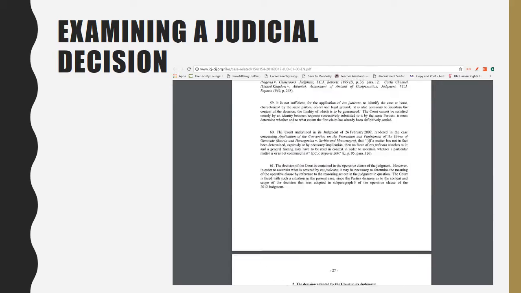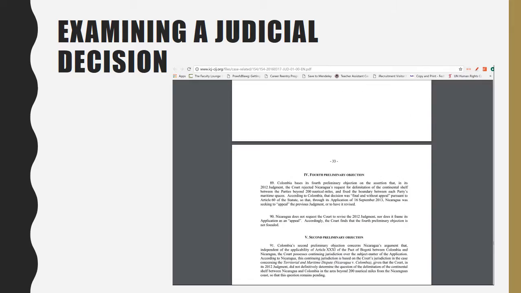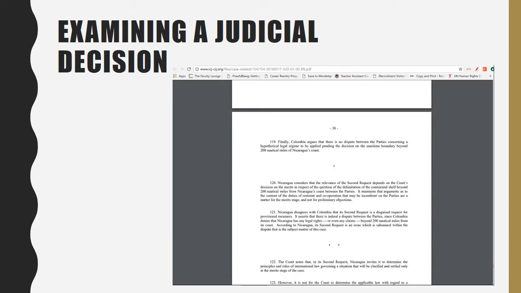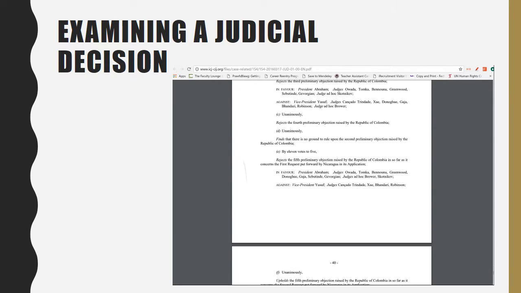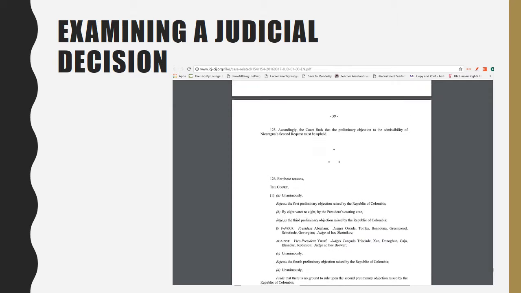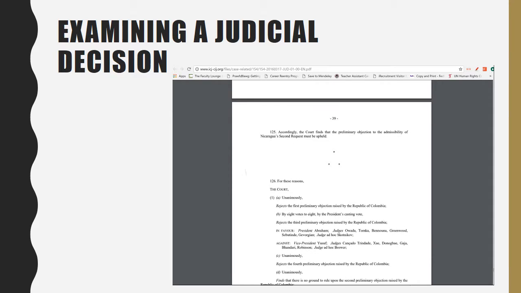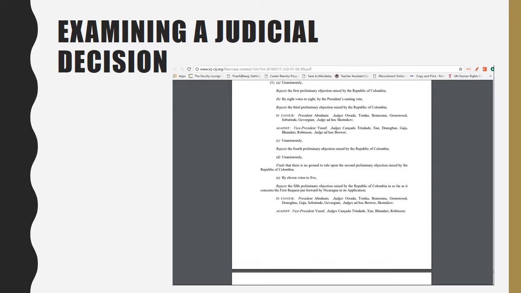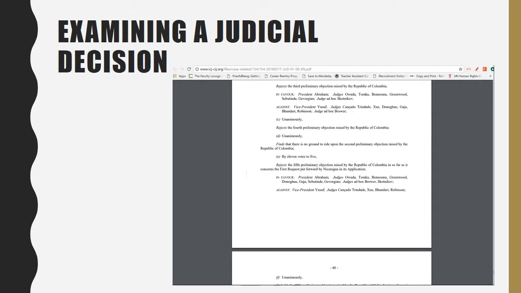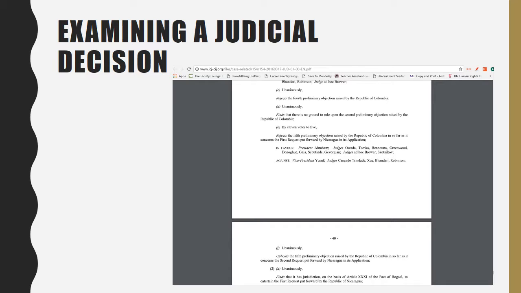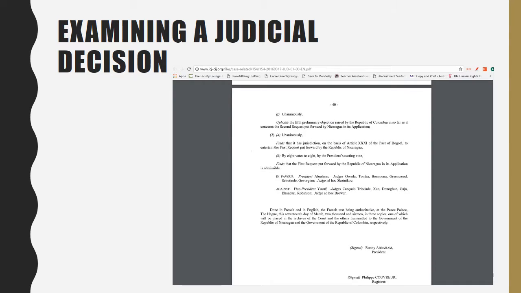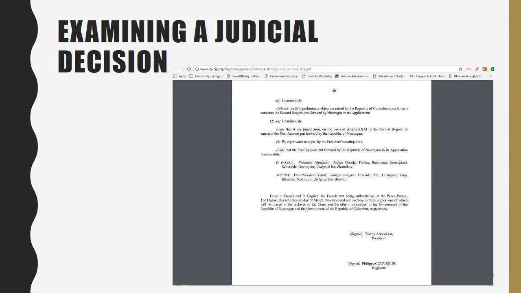So as you scroll through the case, you come down to the part where they summarize everything. And sometimes it's easy to just go down there and take a look at the summary so that you already know in advance how all of the issues have been decided. And that's usually right here in this part. So it tells you that the court unanimously rejects the first preliminary objection, tells you how many voted and who voted against and for. And then it tells you that it rejects the fourth, it rejects the fifth. So you can already find the outcome to your issues in advance, and then you can go back and look at the reasoning.